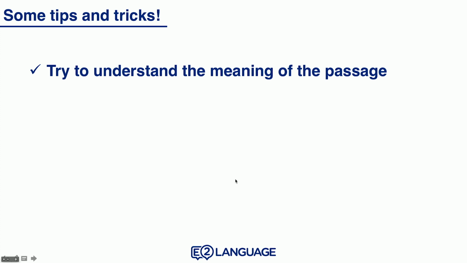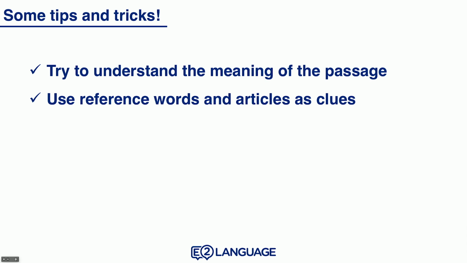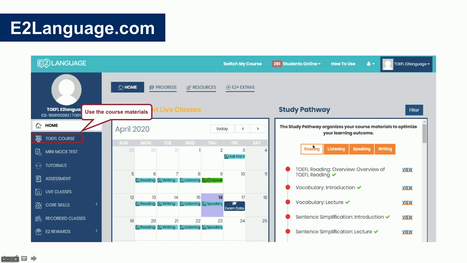All right, let's finish with some tips and tricks. So you need to try your best to understand the meaning of the passage. Ultimately, this is what it's all about. If you can't understand that, then you're in trouble. So read for meaning, read for comprehension. Use reference words and articles as clues, like words like these that we just saw in the last question. Practice, of course, makes perfect.